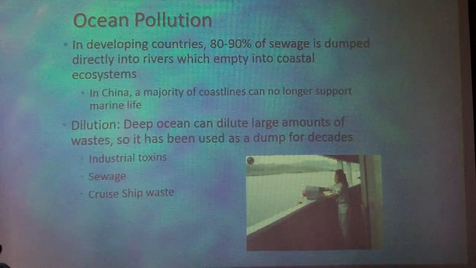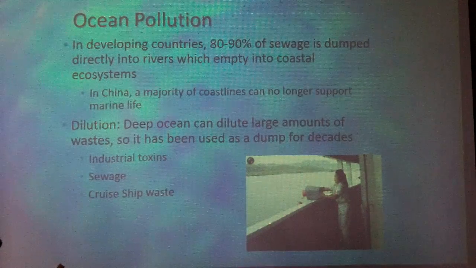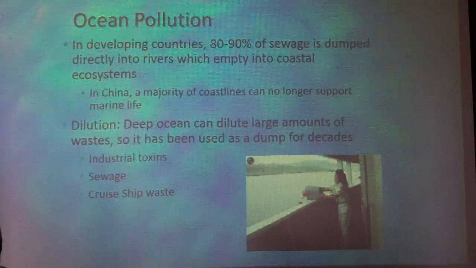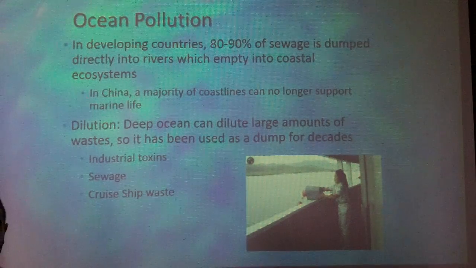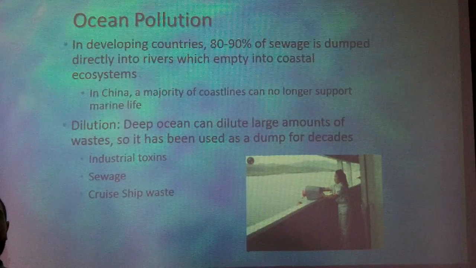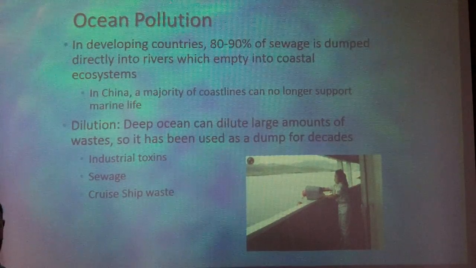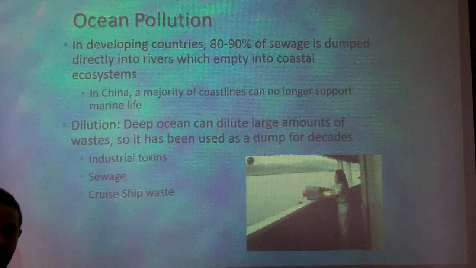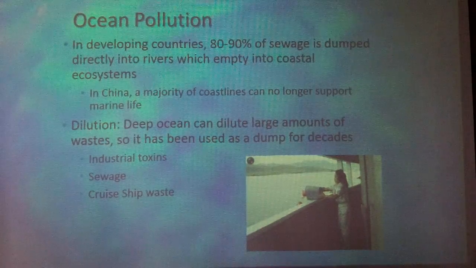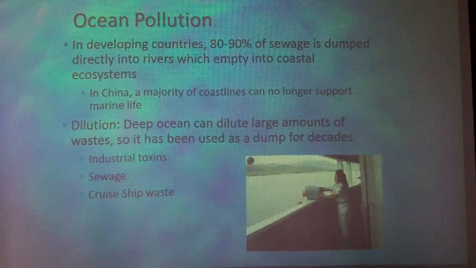So in China, a majority, more than 51% of the coastlines can no longer support marine life. That's insane. All right? China's going through their industrial revolution right now as we speak, and unfortunately they're making a lot of the same environmental mistakes that we made while we were going through our industrial revolution, and hopefully they can change and other countries will change before it's too late.